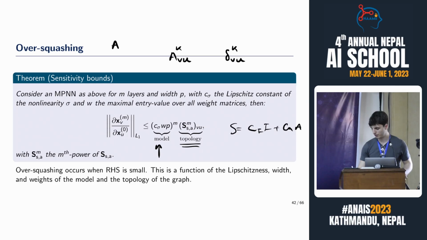And now here we have the topology. If you remember, this S is something like C_I plus C_A. I believe this was the notation. But it's pretty much like an adjacency matrix with self-loops. If you add a diagonal matrix to an adjacency matrix, you're adding self-loops to each node, so the nodes can talk to themselves. And intuitively, if it's normalized, this stuff in some cases goes to 0.